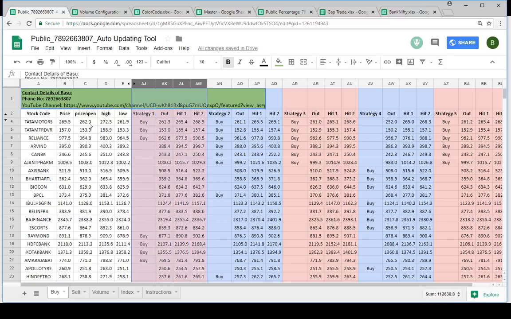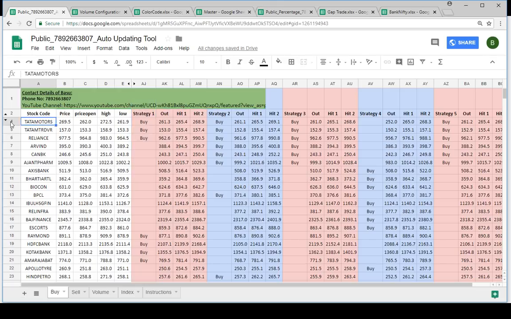If you can see, 262 is the opening price for Tata Motors, and the low made is 261.9, which is just 10 paise away from the open price. So it is considered as open equals to low, and hence the strategy is giving a buy signal in this column. In all the strategies, the first column indicates whether it is a buy or not. Tata Motors is a buy here for strategy one. Tata Motors DVR is a buy, and also Reliance is a buy because it opened at 364.8 and made a low of just 30 paise from its opening range. So it is a buy.